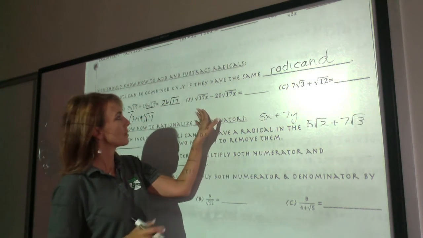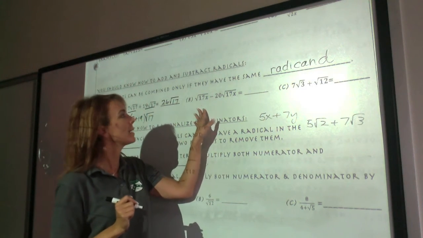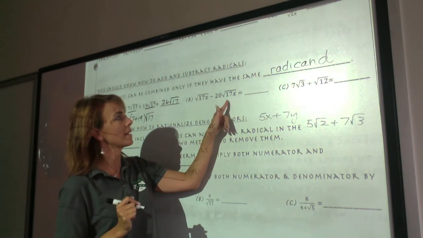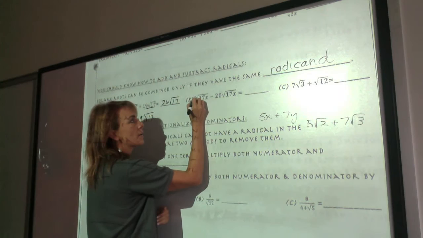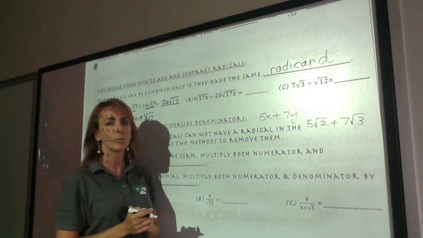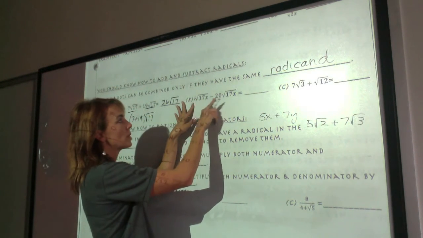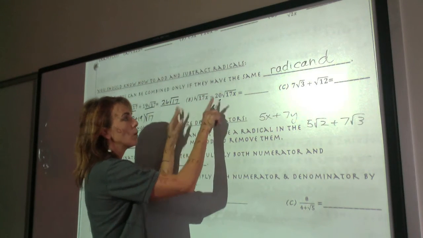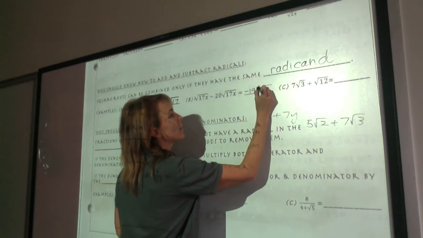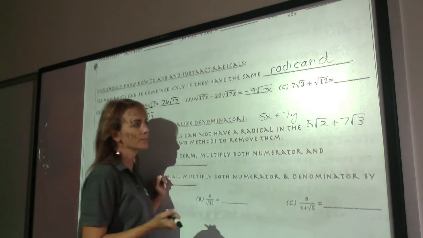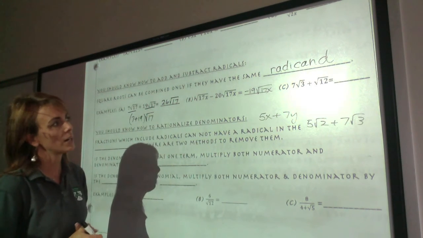Okay, how about this one? Square root of 17x minus 20 times the square root of 17x. Okay, well, what do we have out here in front? This is really the same as 1. So I'm just subtracting 20 from 1. 1 minus 20, or negative 19 times the square root of 17x. All right.